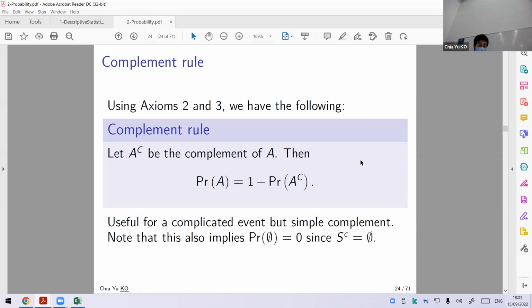Now, the next thing is what you learned in high school, the complement rule. We try to say the complement rule can be derived from axiom 2 and axiom 3. Do note that A and A complement are mutually exclusive and exhaustive. A and its complement must be mutually exclusive, because that's what the complement means, and they are exhaustive. So A and A complement actually form a partition.